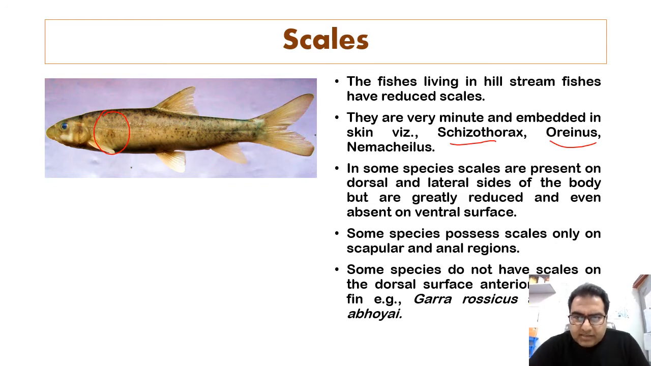In some species, the scales are present on the dorsal and lateral sides of the body, but are reduced or absent on the ventral side. In some cases, the scales are present only on the scapular region or the anal region, and in many cases there are no scales, such as Garra rossica and Garra abhoi. So it means that the scales are reduced.